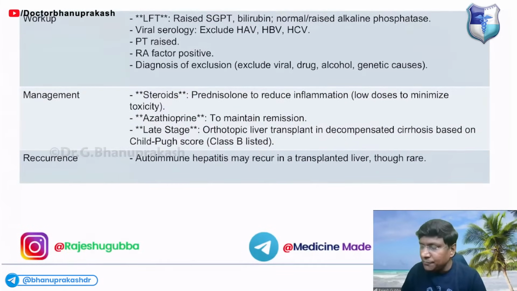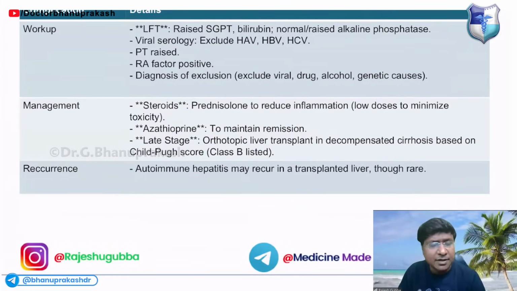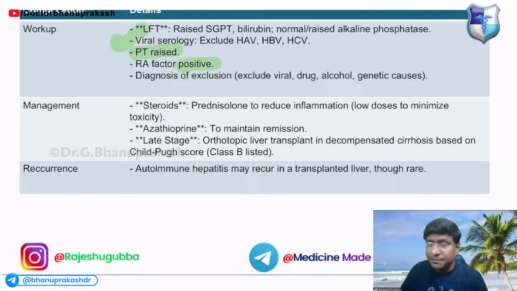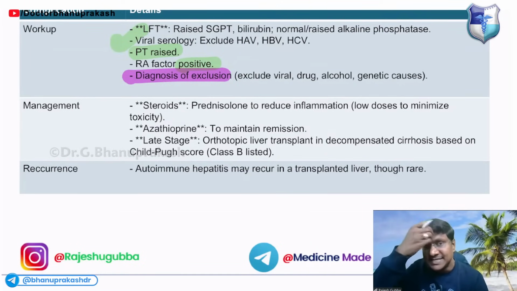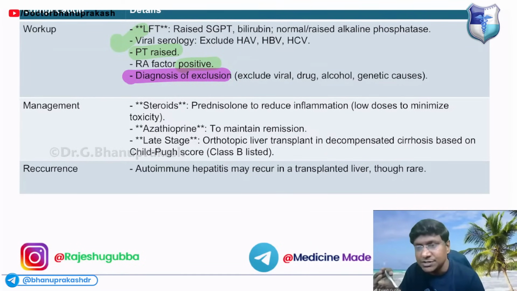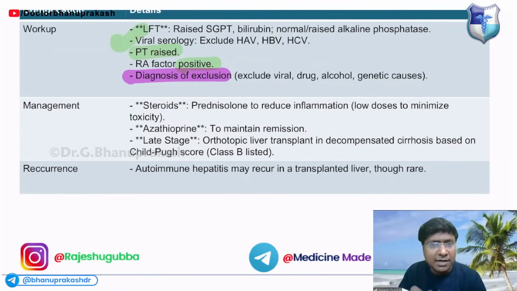Now, in the workup of autoimmune hepatitis, you need to work up the liver function, and you need to work up the underlying etiology like viral hepatitis, HIV, HBV, and HCV. Obviously, your PT/INR will be raised because the liver is damaged. RF factor can be positive because it is associated with many other autoimmune conditions. And always, autoimmune hepatitis is a diagnosis of exclusion. That means first you need to exclude viral etiology. You need to exclude drugs, alcohol, genetic causes. After excluding all others, then you consider it as autoimmune hepatitis.